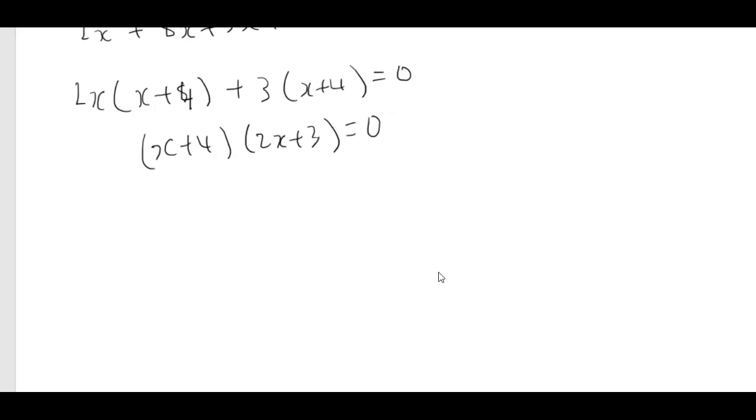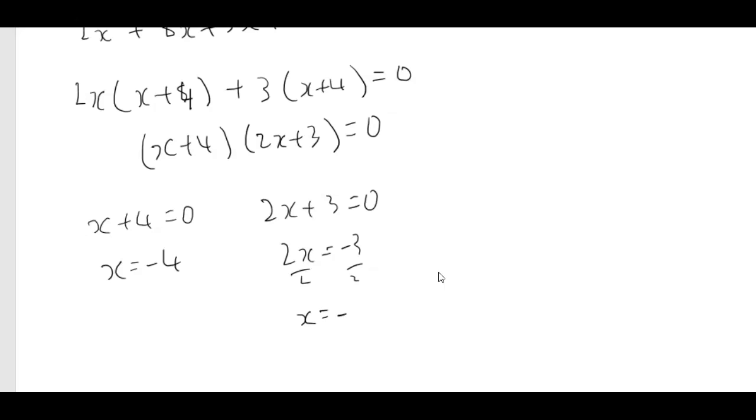All right, now we can use the null factor law. So x plus 4 is equal to 0, or 2x plus 3 is equal to 0, and then I just solve for x. This first one, x is equal to -4. This one here, we're going to have 2x equals -3, and then divide both sides by 2. So you get x equals -3 on 2. You could write that as -1.5, but as we head into more complicated mathematics, it's so much easier just to leave it as a fraction.